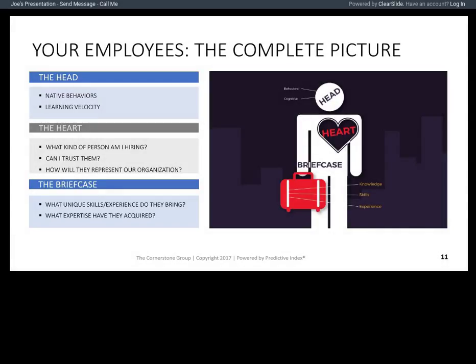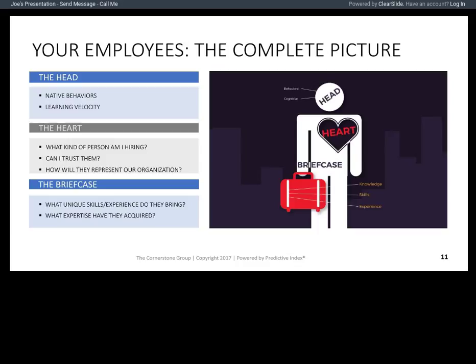We also have to keep in mind that PI does not tell the whole story about who this person is and what they bring to the table. A lot of you have heard us talk about the head, the heart, and the briefcase as a concept for thinking about where PI fits into the process. And things like the heart, the values: can I trust this person? Are they a good person that I want to bring onto my team? In the briefcase, what skills and experience does this person bring to the table? What particular subject matter expertise have they acquired over time?